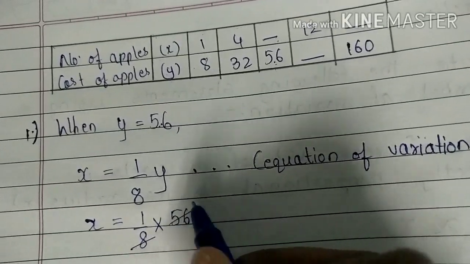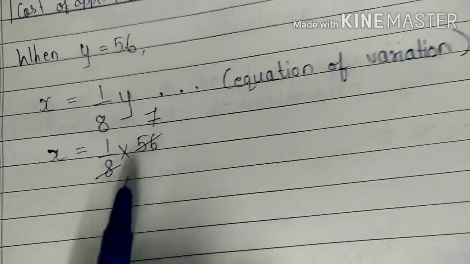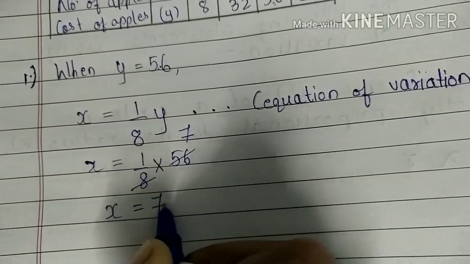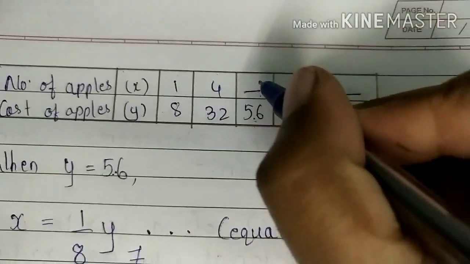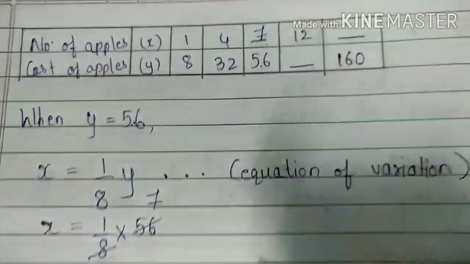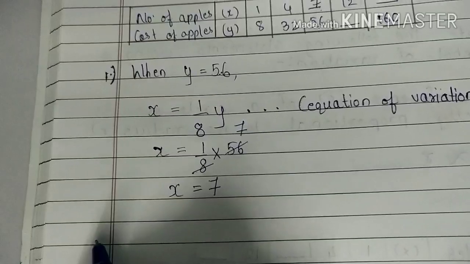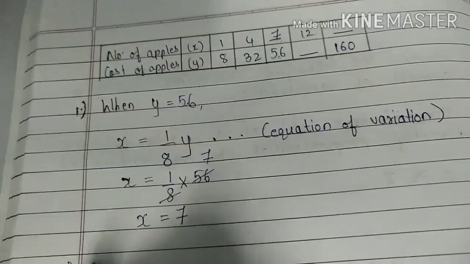Cancel this. How much do you get? 7. 1 into 7 is 7. So the value of x is 7. You can substitute the value here. Did you understand?